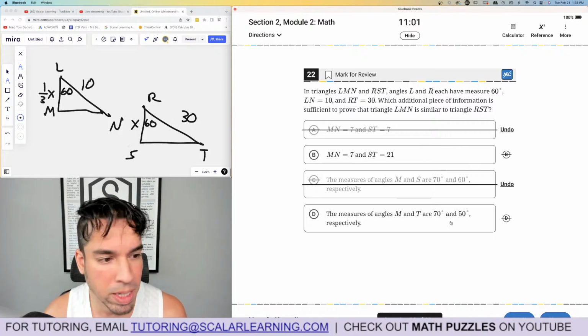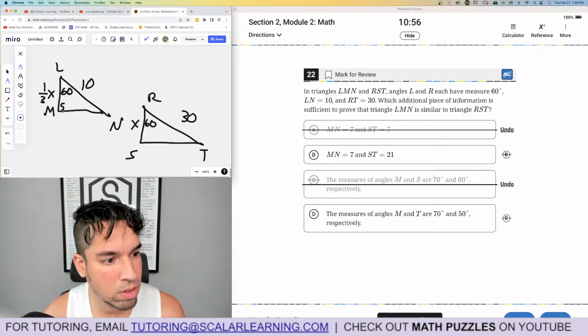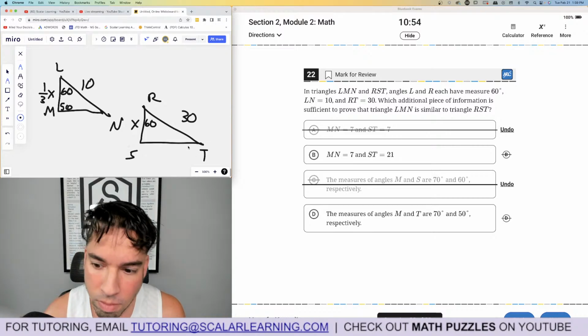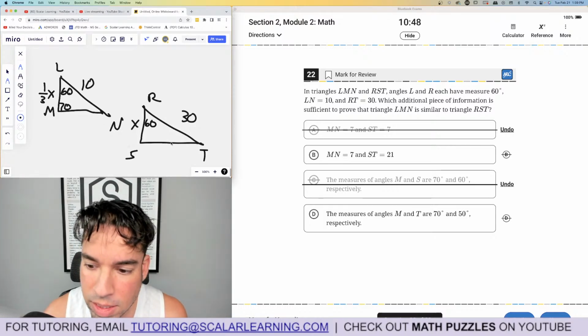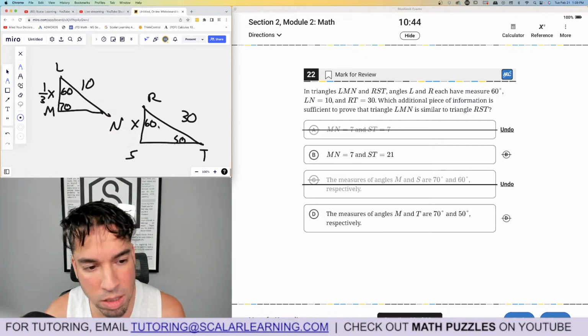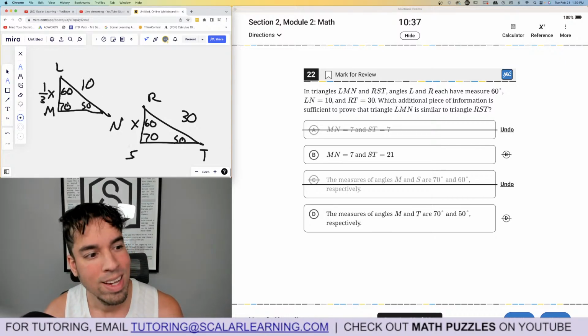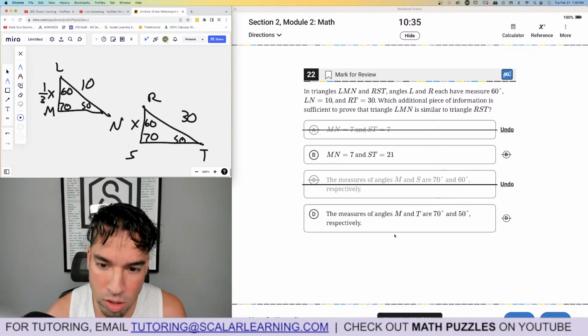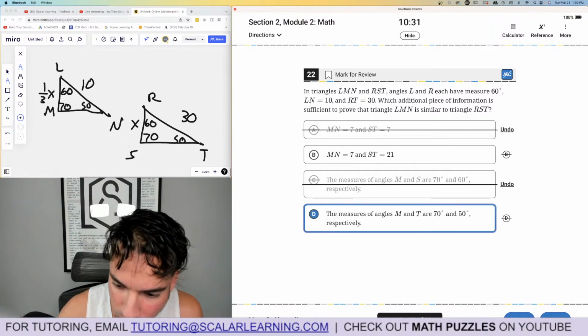Ooh, wait, this one might make sense. This one makes sense. Look, because M is 70 and T is 50. So I was wrong. It is using angle, because if I know this, that's 110. This one has to be 70. This one has to be 50 by the triangle angle sum theorem. And then we do have angle similarity. So this is actually the one. I was tricked by that, what I thought to expect.